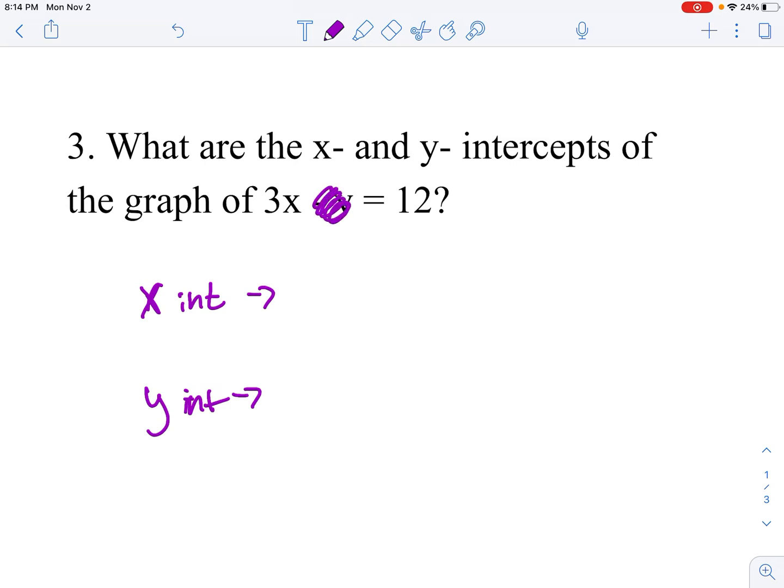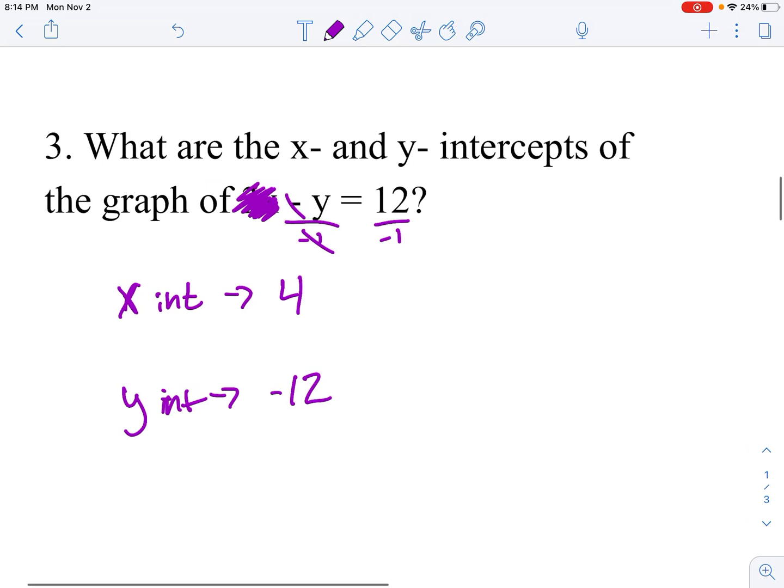X-intercept, y-intercept. Plugging in a 0 for y to get our x-intercept. So 3 times what gives me 12? That's 4. Plugging in a 0 for x to get my y-intercept. Let's divide both sides by -1. Cancel, cancel. Y would equal -12.